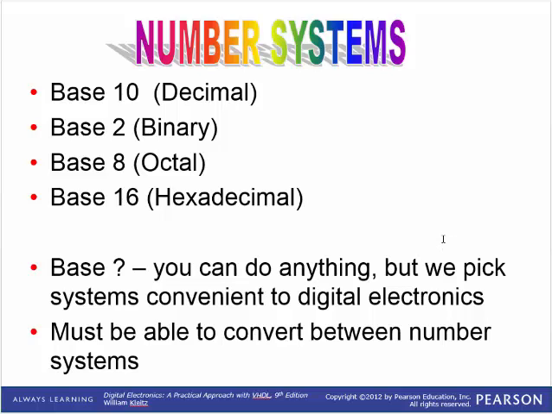So we're going to study 4 different number systems. The base 10, which is our number system that we always use, 1 through 10, counting to 10. Base 10 is called a decimal number system. Base 2 is binary number system. Base 8 is called the octal numbering system, octal for 8. And base 16 is a hexadecimal numbering system.